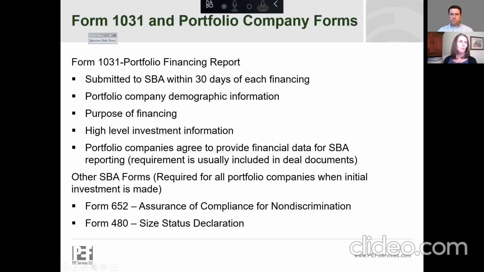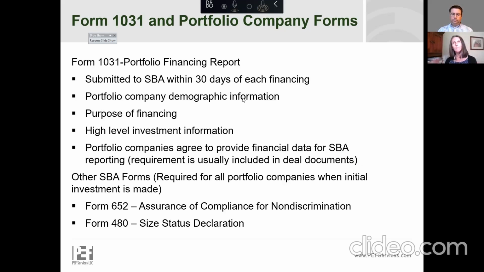And the next form that has some information that might be of interest is the Form 1031. This is submitted to SBA within 30 days of each financing. So whether it's an initial investment in a portfolio company or every single follow-on investment from there, they submit a Form 1031 for that.